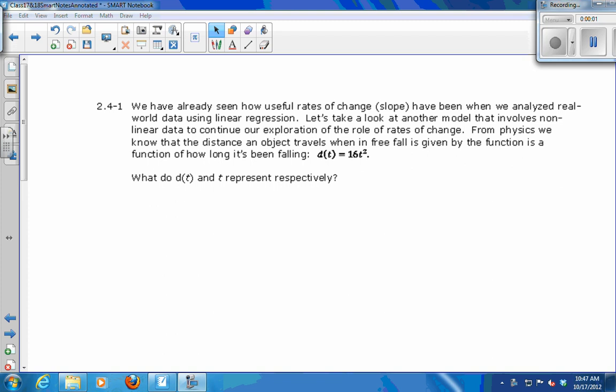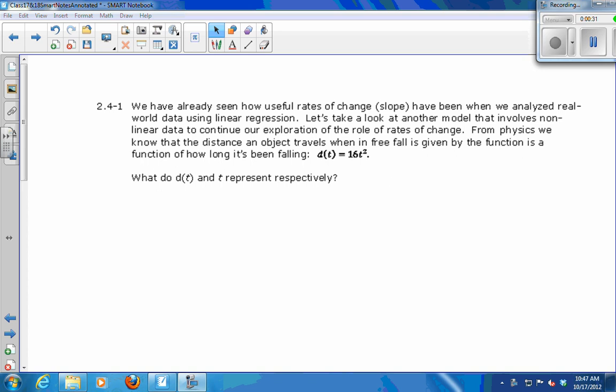So we've seen how useful rate of change can be when we analyze real-world data using linear regression. That was one of the questions on your quiz, to interpret the slope. And slope is just a word for rate of change in a linear function. But I'm going to look at a different kind of model that involves nonlinear data, and we're going to continue to explore the idea of rate of change.